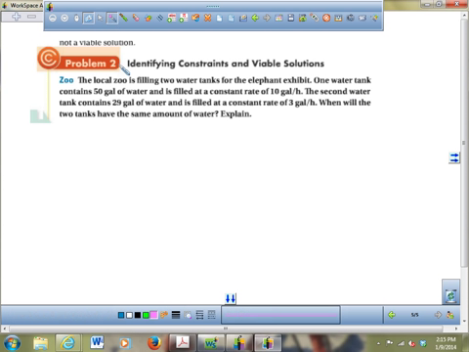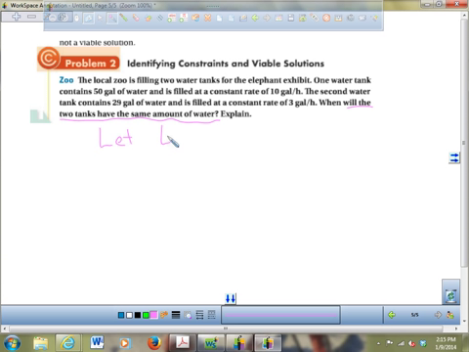So, what are you looking for? Tanks and water. The rate. Not the rate. When will that turn out? When, okay, that's what you're looking for. So I'm looking for time. And so what I could probably do is let t equal the time when the tanks are the same. Let's just say t equals time. Now I've got to set up a couple equations.